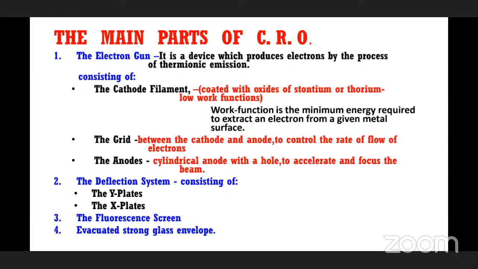Very good. So in that case, we are producing the cathode rays by thermionic emission. And the high potential difference connected to the anode accelerates the electrons toward the fluorescent screen.